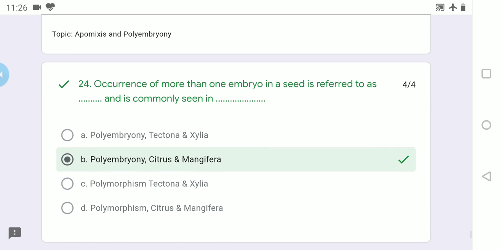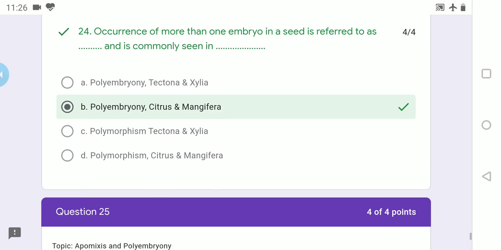The next question: occurrence of more than one embryo in a seed is referred to as dash, and it is commonly seen in dash. This question is related to polyembryony. What is polyembryony? The presence of more than one embryo in a seed is called polyembryony. The best examples we can give are citrus and mango. The botanical name of mango is Mangifera indica. Did you get it? Yes.